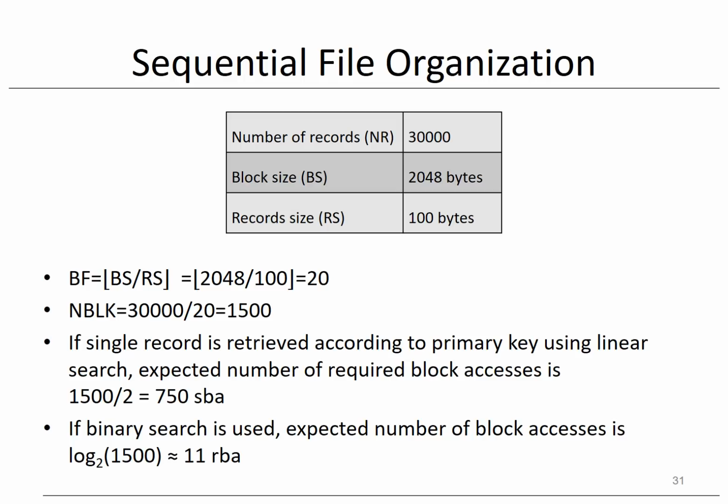On the other hand, if a binary search is used, the expected number of block accesses is logarithm base 2 of 1,500, which equals about 11 random block accesses. Even though random block accesses take more time than sequential block accesses, the binary search algorithm is much more efficient to search sequential files than scanning sequential files or heap files.